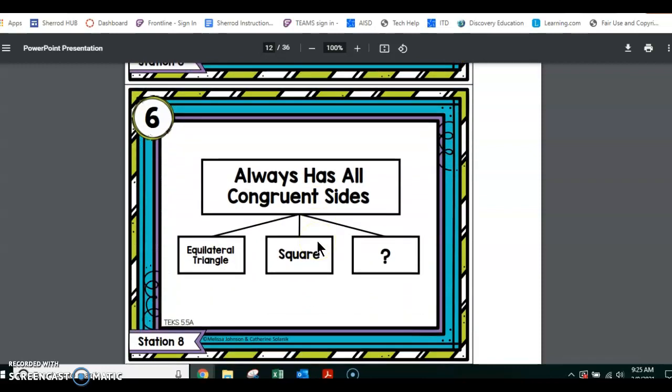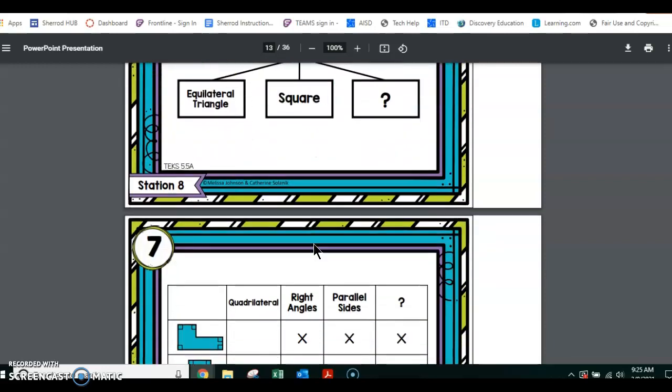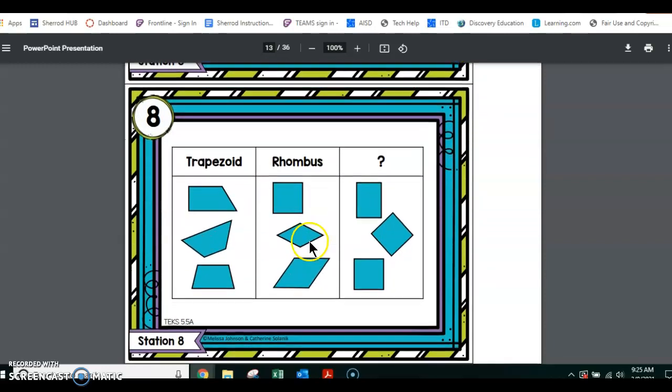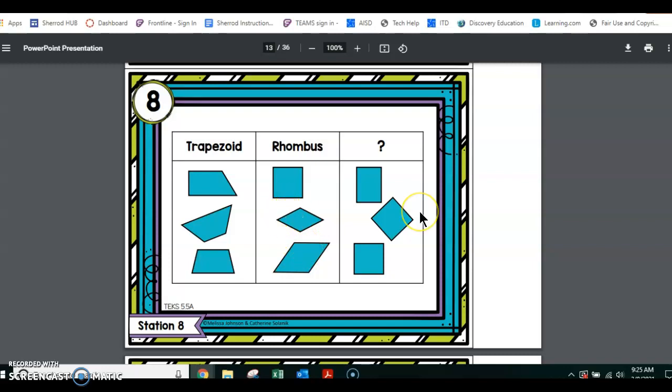Alright, one more we're going to do before we keep going. Looking at this one, number 8. So number 8 shows that we have trapezoids in this column, we have rhombus in this column, and then we have something else here. Well, we can put quadrilateral, but that's for all of them, they are all quadrilaterals. So let's think about something else that we see all of these have in common. We see that they all have 90-degree angles.